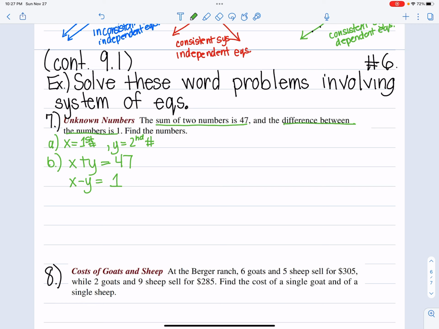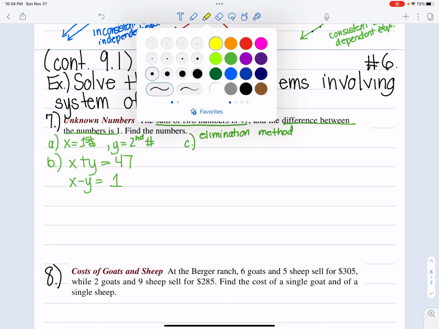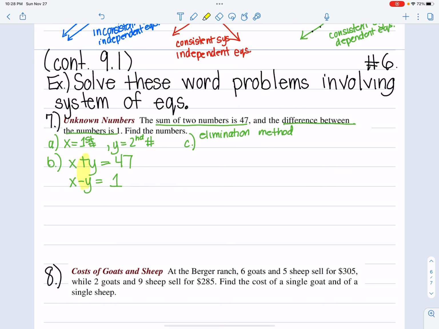Both methods work here. So part C, I'm using the elimination method right here. You don't have to tell me what method you're using. When I see it, I'll see it, okay? I'm just showing you for when you try to do the problems, so you'll know how I did it. Elimination method. Why? Because when I look at this, my y's already have opposite signs. That's why I pick the elimination method.